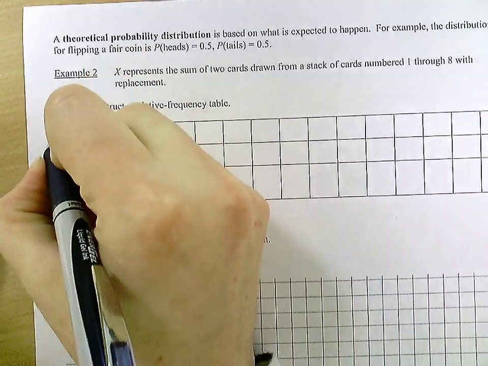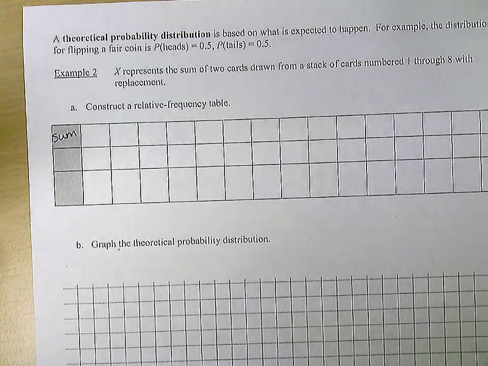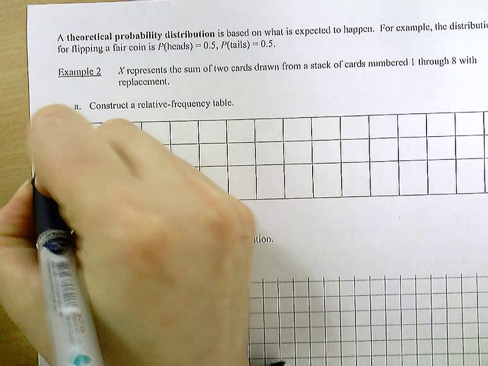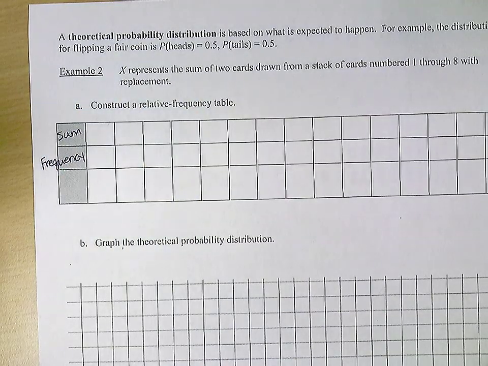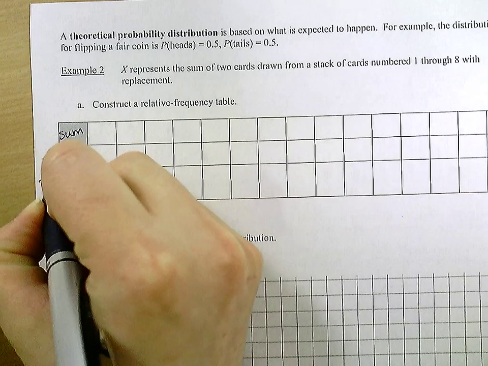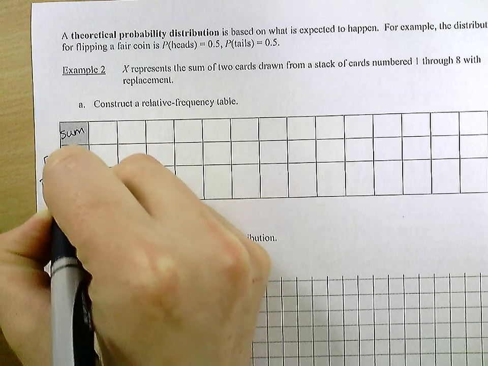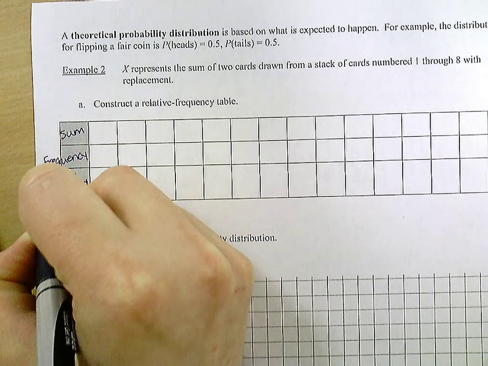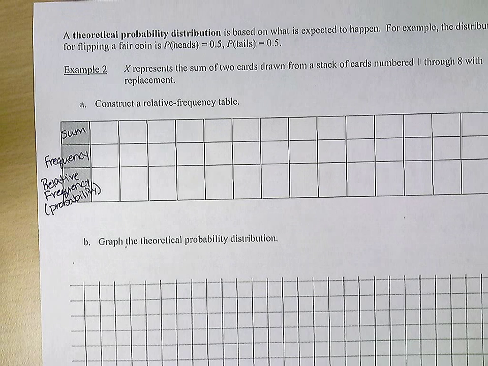Okay, so we want to write out each combination of what I could draw out of that deck. So in the top here, we're going to find the sum of the 2 cards together. Okay, in that second row there, we're going to find the frequency with which it happens. And then the last one is the relative frequency, which I suppose, right? Or probability. Okay, so first row, we want the sum.